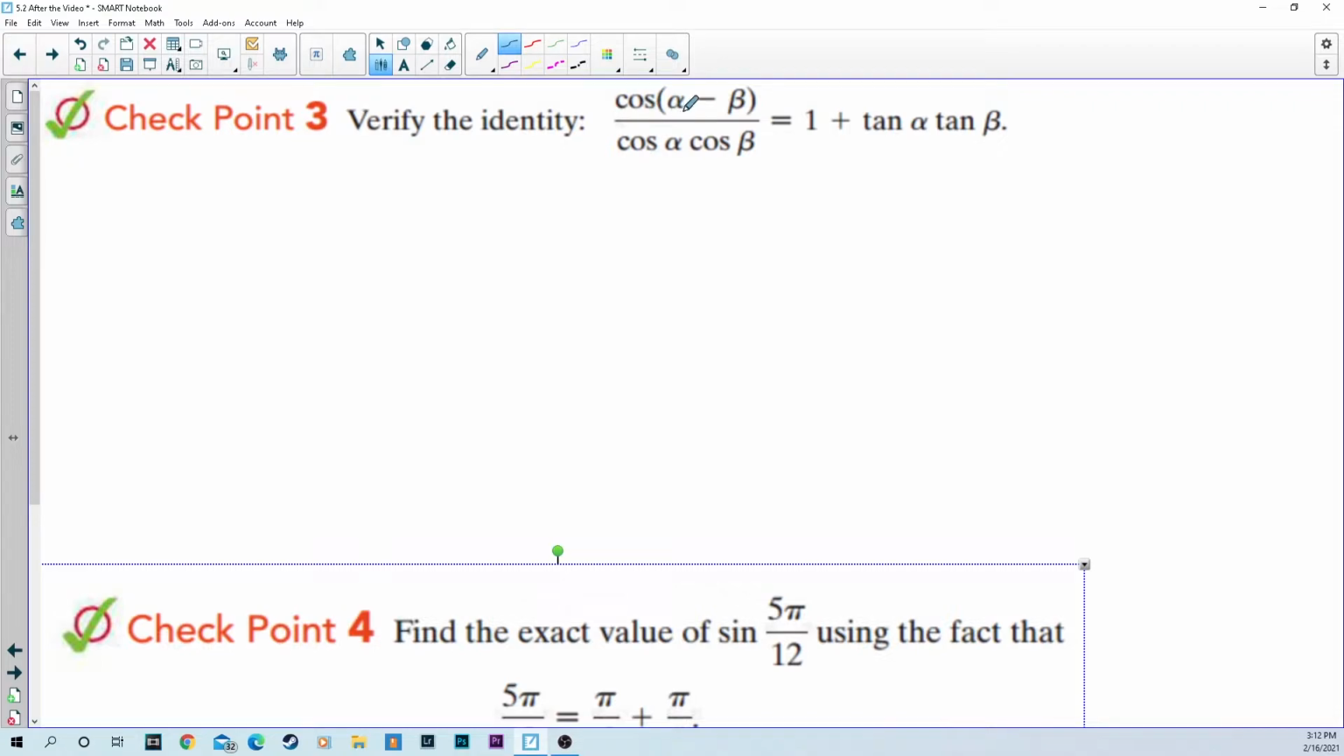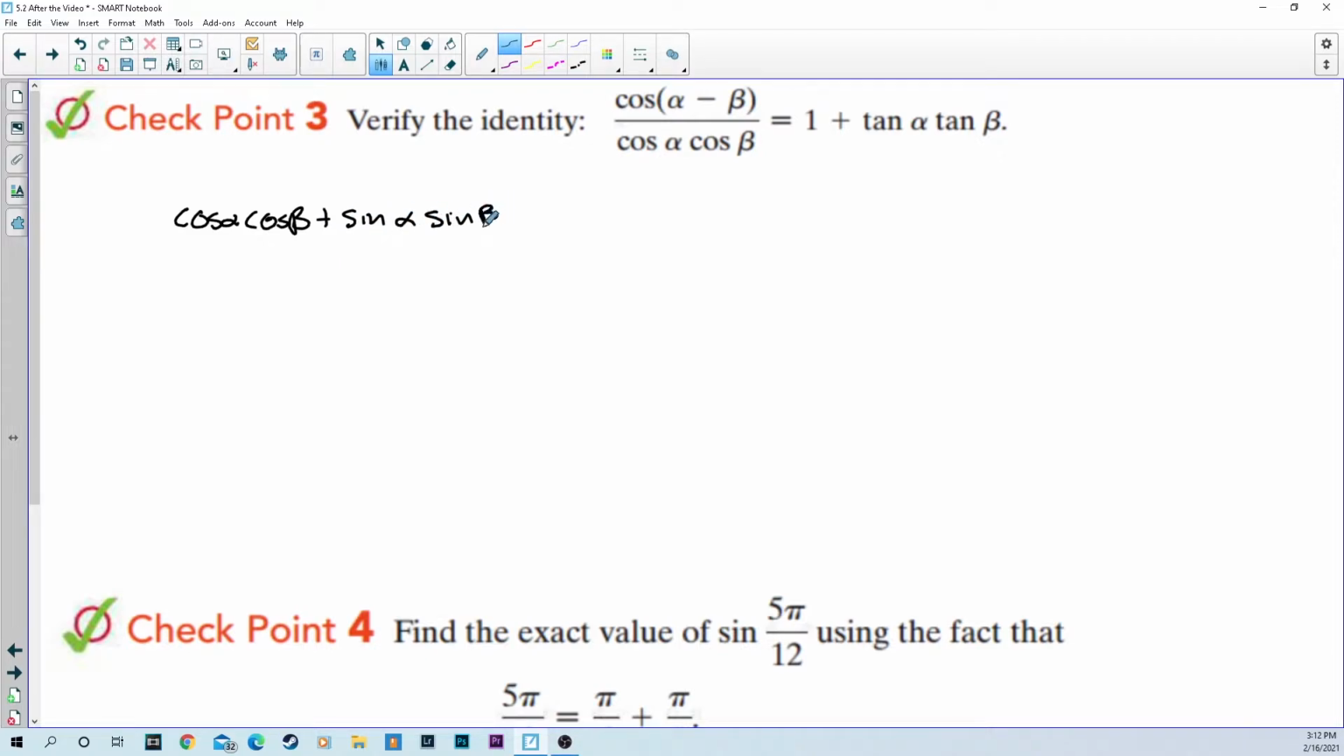Checkpoint 3, verify this identity. Well, let's make the left side look like the right side. Cosine of alpha, cosine of beta. We're using the pattern for cosine. Cosine, we need the opposite sign, so that's plus sine of alpha, sine of beta, and that's over this denominator, cosine of alpha, cosine of beta.